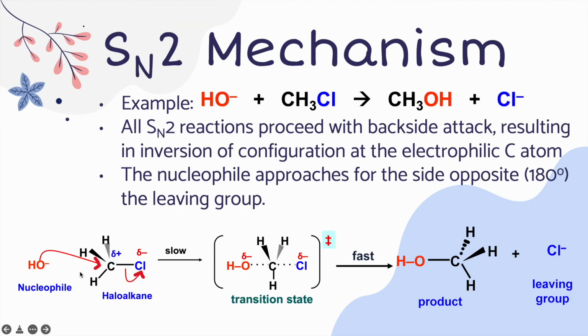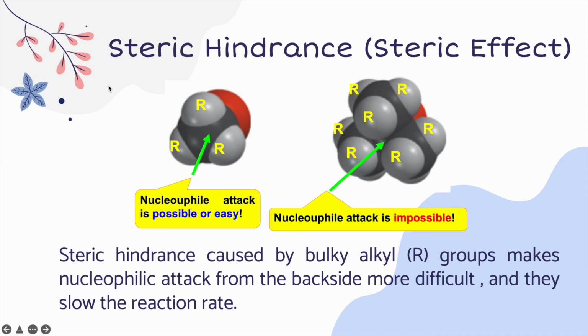If tertiary and secondary, you have an R group here, an R group here, that's for secondary. If tertiary, all R groups. So this nucleophile will find it difficult to attack this carbon because you have big R groups over here for tertiary. Secondary as well. If secondary, you have 2 R groups here, and it will be difficult for a nucleophile to attack this carbon delta plus. That's what we call steric hindrance or steric effect.